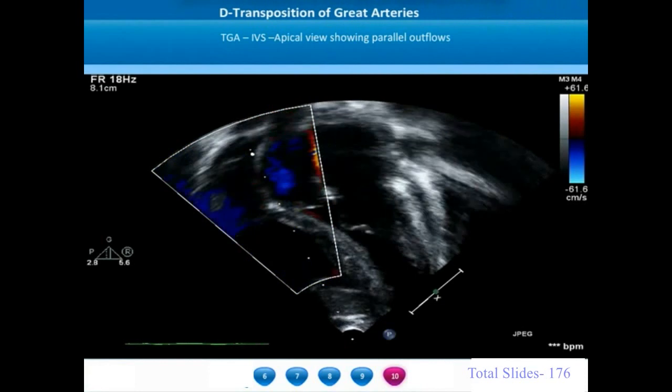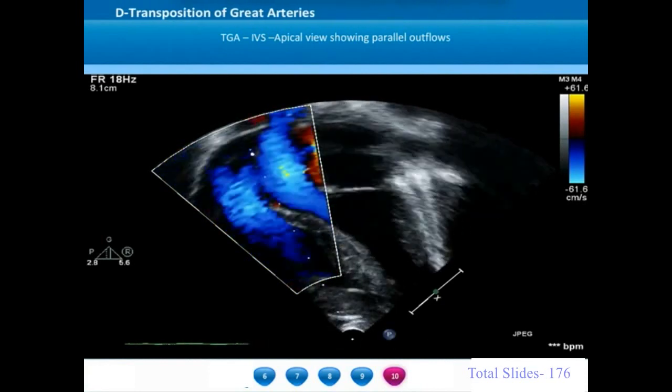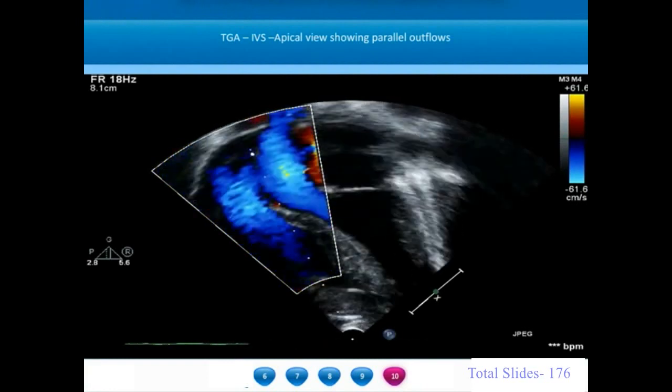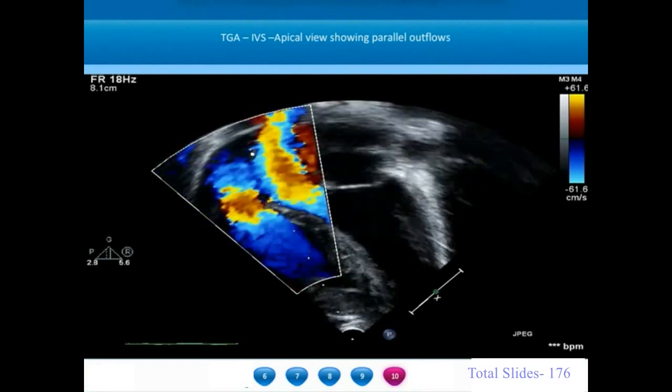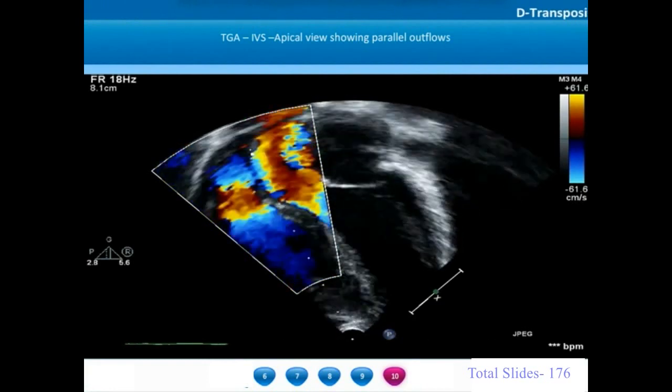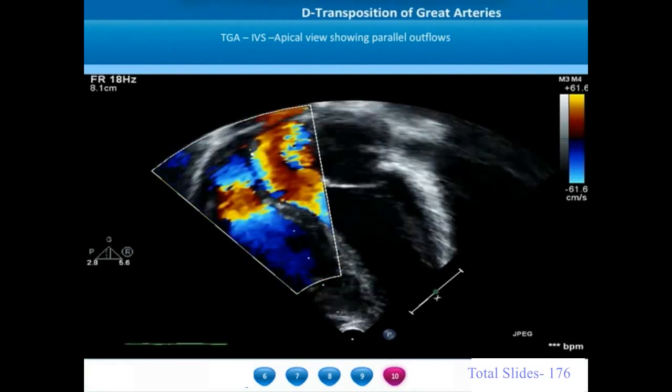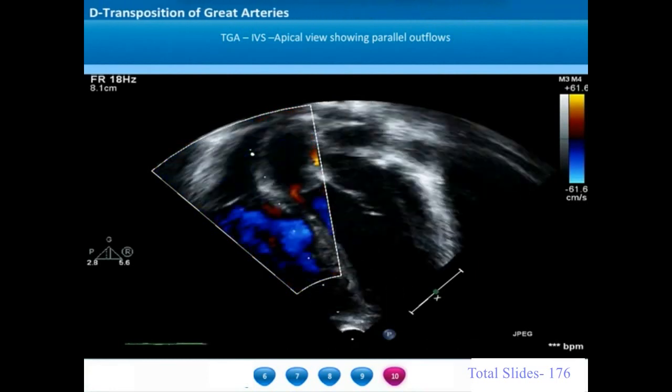In transposition, the outflows of both the left ventricle and right ventricle are parallel. We can notice the right ventricle giving origin to the ascending aorta and left ventricle giving origin to the main pulmonary artery. Both the aorta and the main pulmonary artery are coursing parallel to each other.